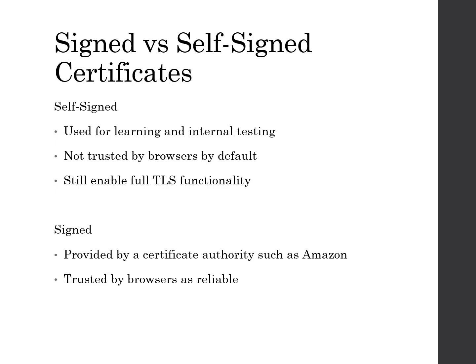Now, self-signed certificates are typically used for learning or internal testing. Sometimes you might play around with them in your own environment, but typically they're not going to be trusted by the browser, and that's where you're going to get the error that this is a suspicious link, or you might have to click the advanced option and click proceed anyway, even though it says that it's insecure. But it still enables full TLS functionality. That's the big thing, is that we still can have that encryption even with a self-signed certificate.